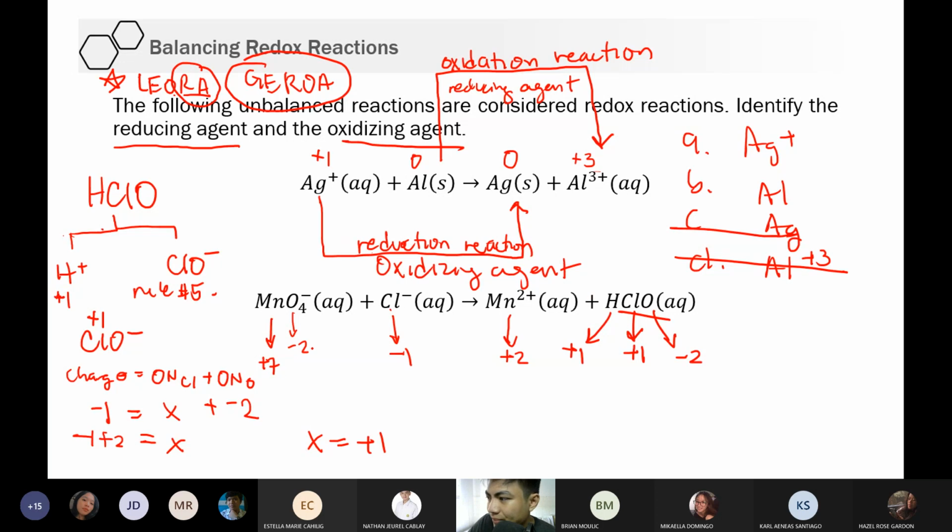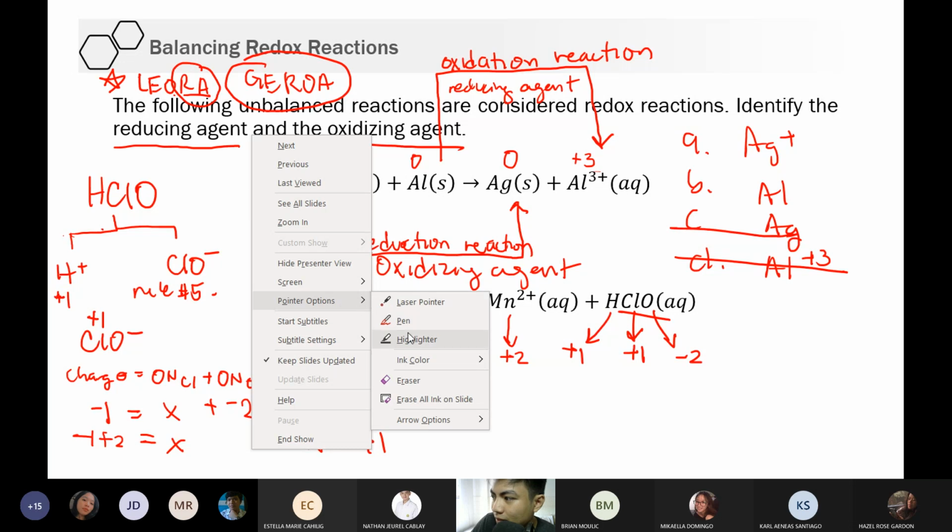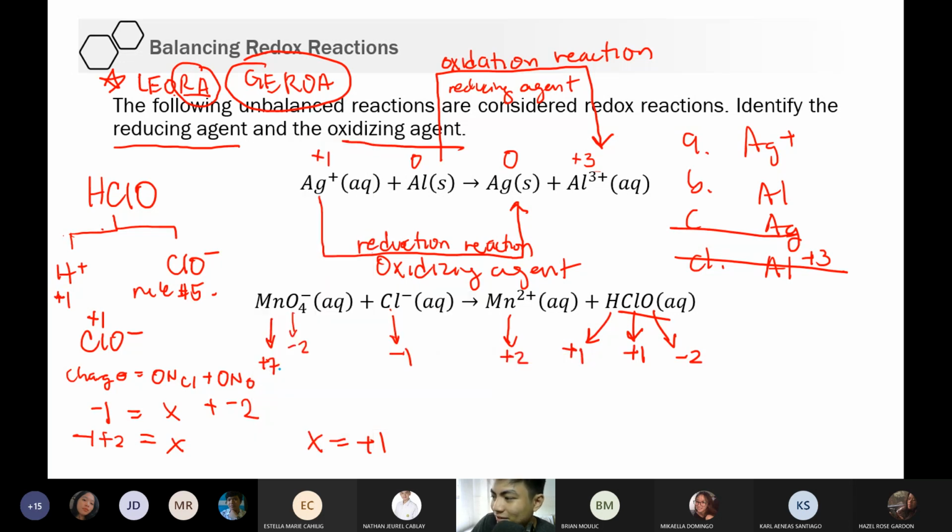Okay? So, of all the elements, pinalitan ko yung ballpen ko kasi puro kulay pula. Napalitan ko kulay ko. Of all the elements, look, kung sino yung mga nagbago yung kanyang oxidation number. Sino? Si Mn. Kanina, si Mn, positive 7. After the reaction, positive 2 na lang siya.